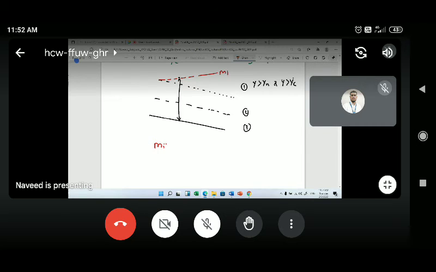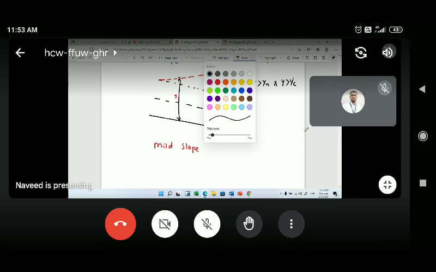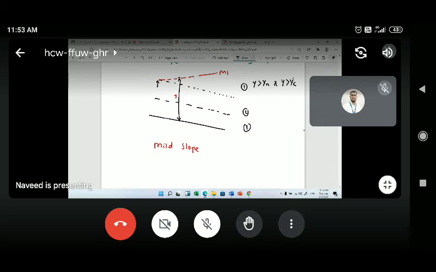This is what we have just drawn for the mild slope, and I am writing it down. This is the M1 curve, and that is y, and you know that the upper is yn, and the lower is this yc curve. So this one is for the M1 curve.